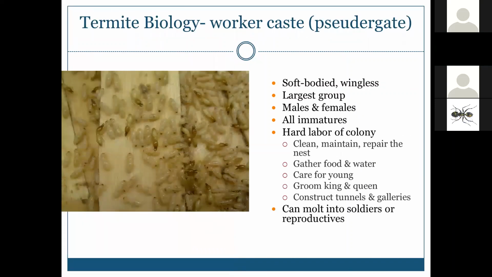So the worker caste, or the pseudergates, are the soft-bodied, wingless termites. These are typically the largest proportion of the colony, so you can see a big chunk of them over here. These are made up of males and females. They're all immatures, and they do the work. They're the workers, so they clean, they maintain, and they repair the nest.